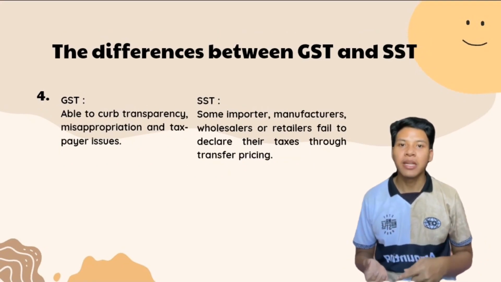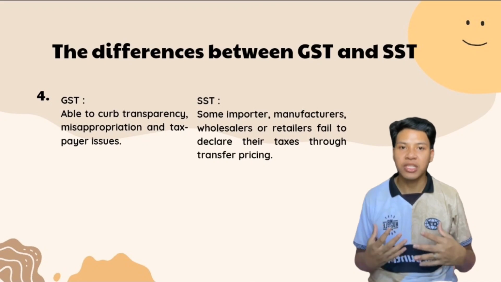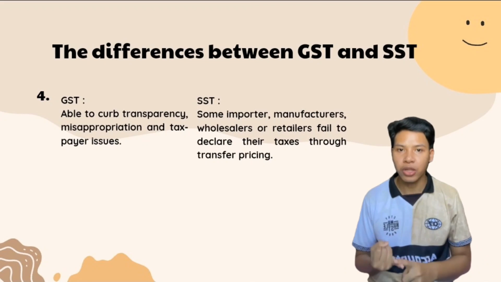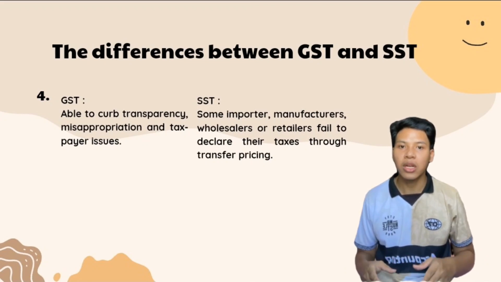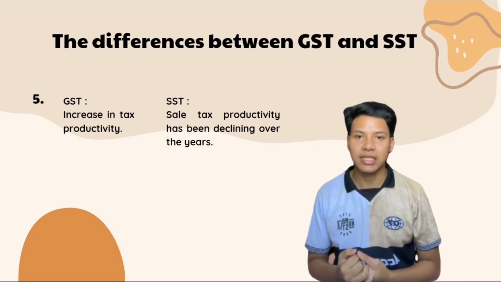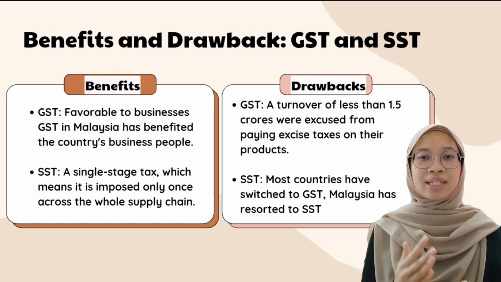Besides that, GST has the ability to restrain misappropriation and taxpayer issues, and it showed high transparency. While SST shows low transparency due to the importer, manufacturer, wholesaler or retailer that fail to declare their tax through transfer pricing. Hence, GST increased tax productivity, while in SST, sales tax productivity has declined over the years.